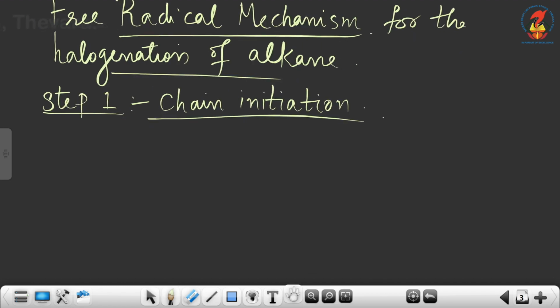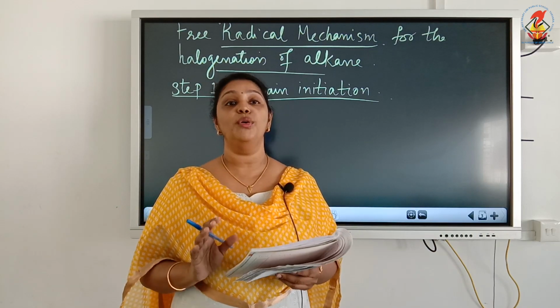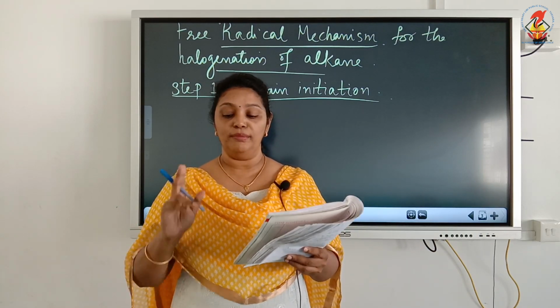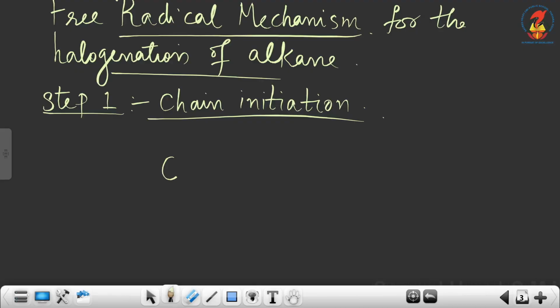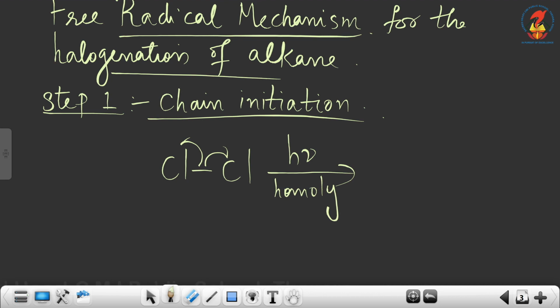Now what happens in the chain initiation step? In the chain initiation step, the chlorine molecule undergoes homolytic fission to form 2 chlorine free radicals. So the first step is the homolysis of the chlorine molecule. This is the chlorine molecule. Homolytic fission is indicated by a half-headed arrow, and it takes place in the presence of light. On homolytic fission we get free radicals, and they are the 2 chlorine free radicals.